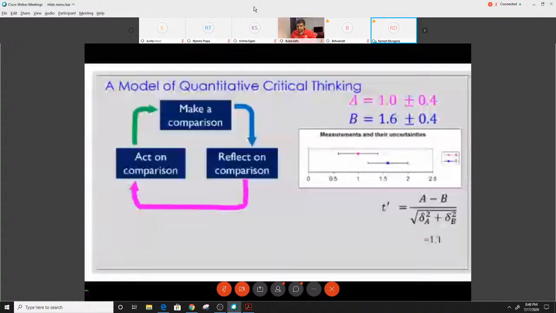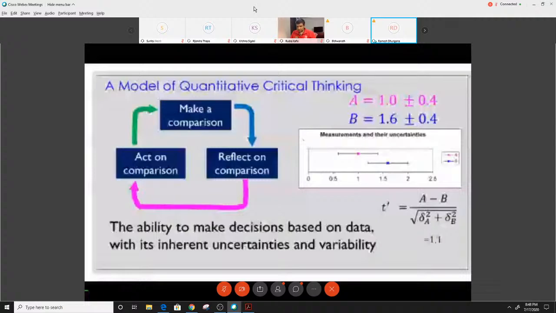So what happens? Then, this is the critical thinking. If you are wondering what quantitative critical thinking means, this is what quantitative critical thinking is, okay? It's the ability to make decisions based on data with its inherent uncertainty and variability. So they can judge the validity of data, okay?